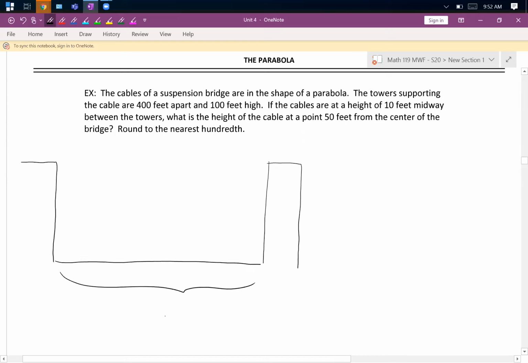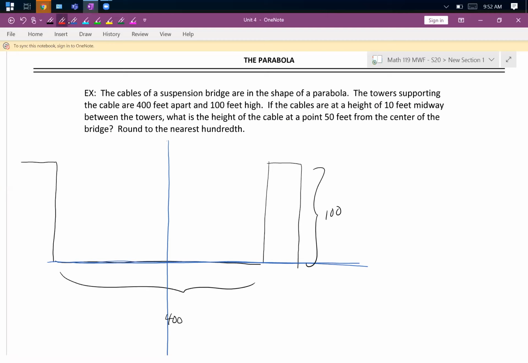And these are 400 feet apart. These are 100 high. And the cables are at a height of 10 feet midway between. So, all right, I'm going to throw in a y-axis to be the middle. And I would coincide the x-axis with the bottom of the bridge here.